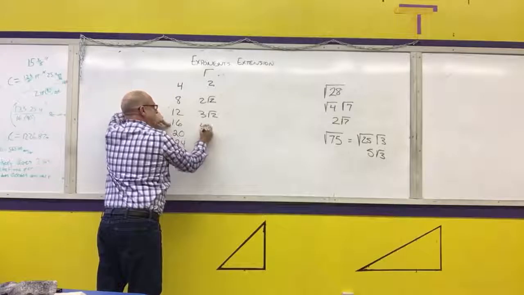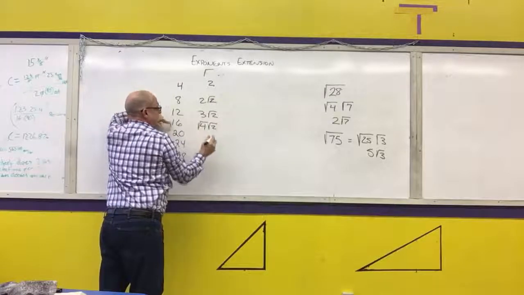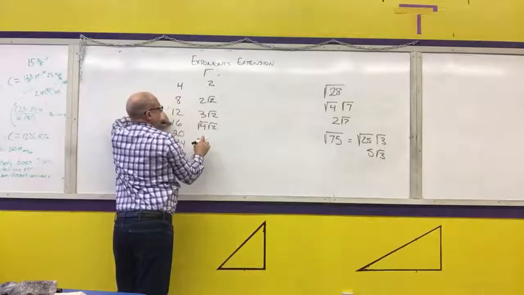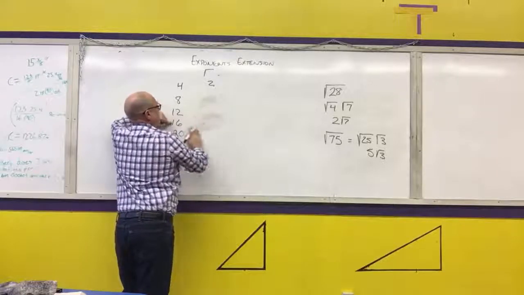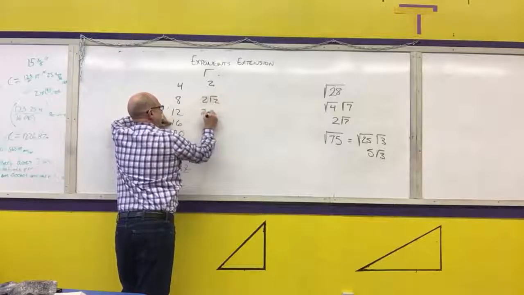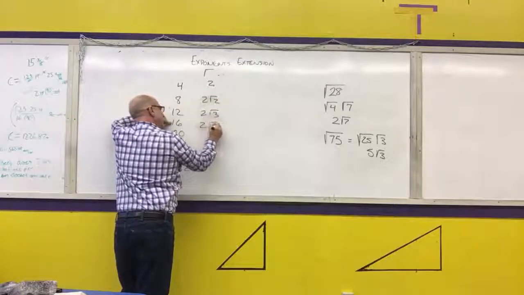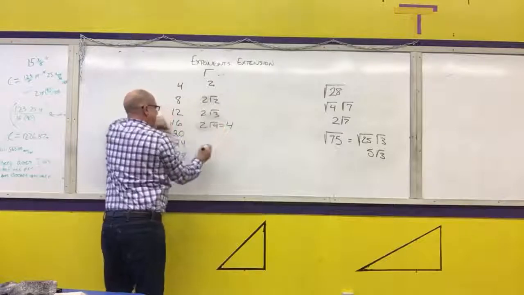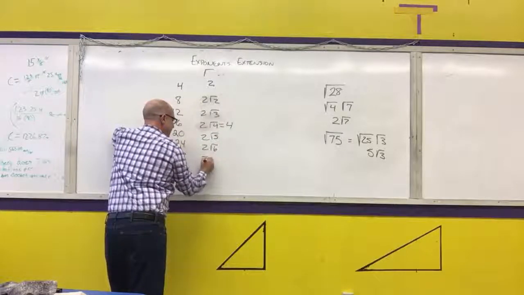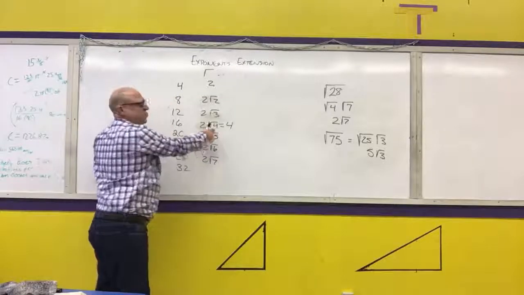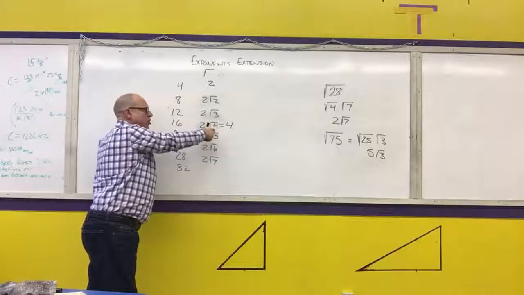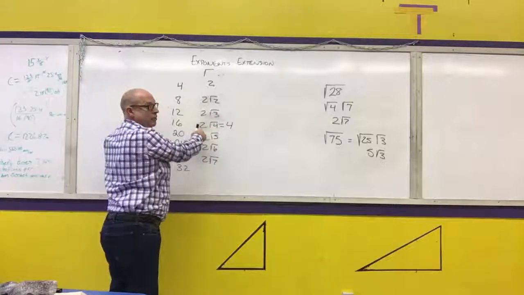Why'd you have to put that equals 4 in that one? Because what's the square root of 4? The square root of 4 is 2. 2 times 2. You're done.